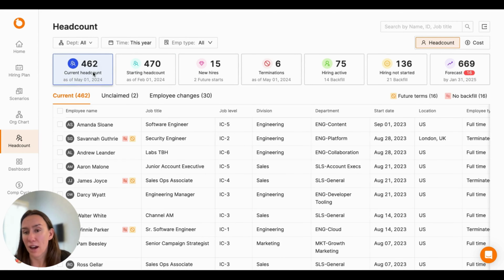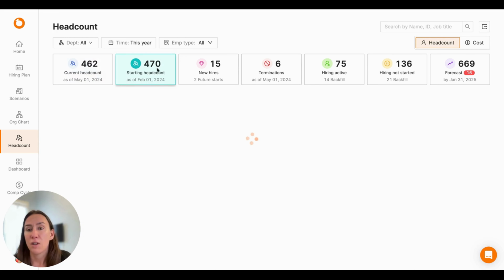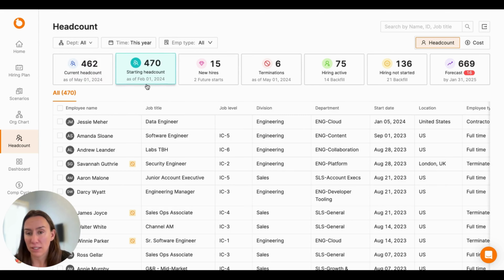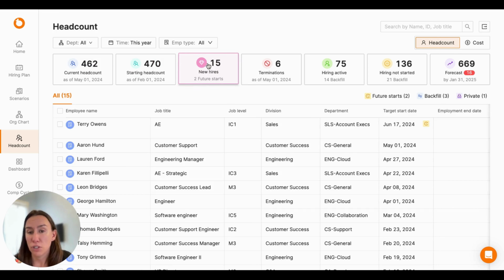You have your current headcount. This is coming directly from your HR system. That's the number of in-seat employees you have just right this second. We have your starting headcount, which is how many folks were in seat on the first day of your fiscal year, which for us is February 1st. We have new hires, how many people have been hired so far this fiscal year.